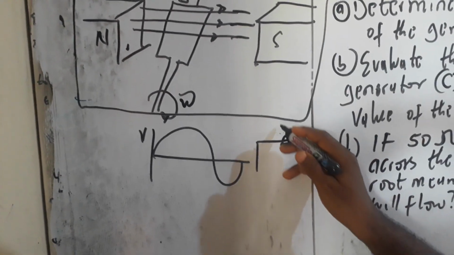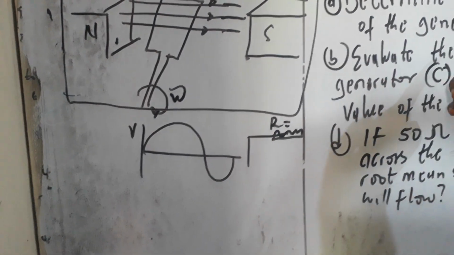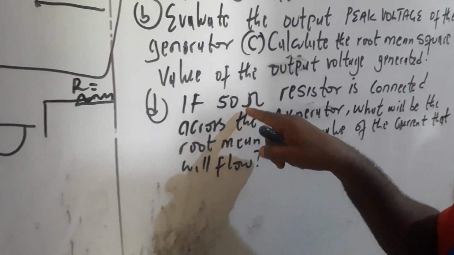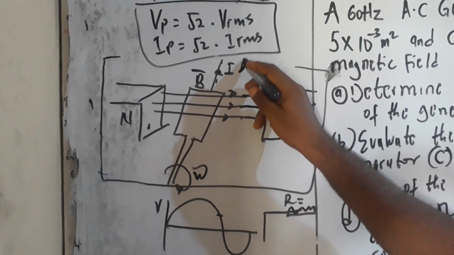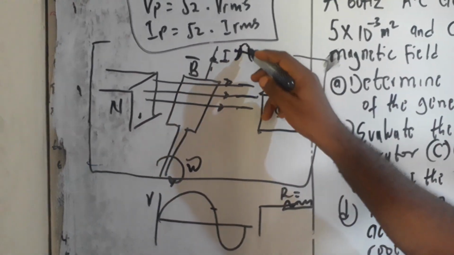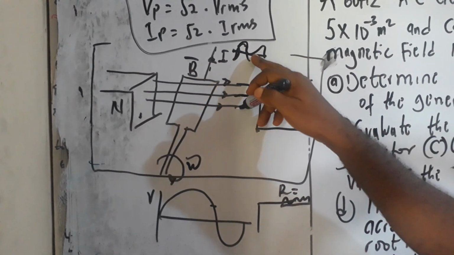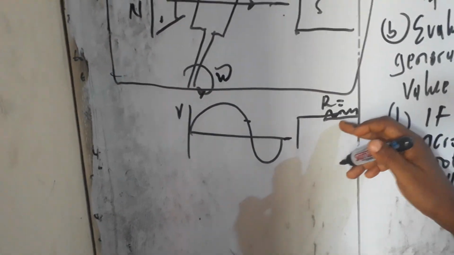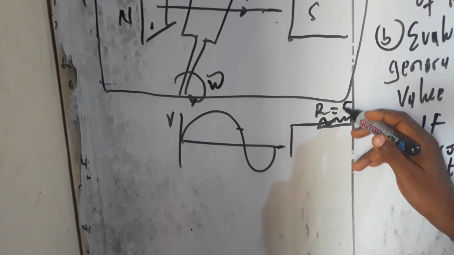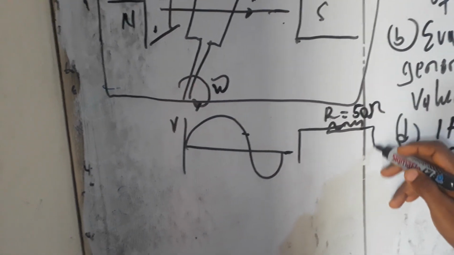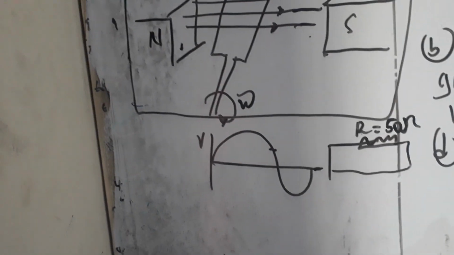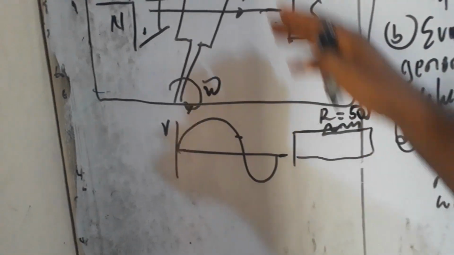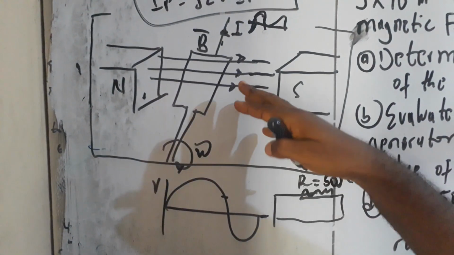Let's say I have a resistor R here, and in this particular question, it is a 50 ohms resistor. The voltage that we generate from this generator, which I enlarge here, is being fed into a circuit that contains the 50 ohms resistor. We are coming to question D later. I'm trying to illustrate what is happening.